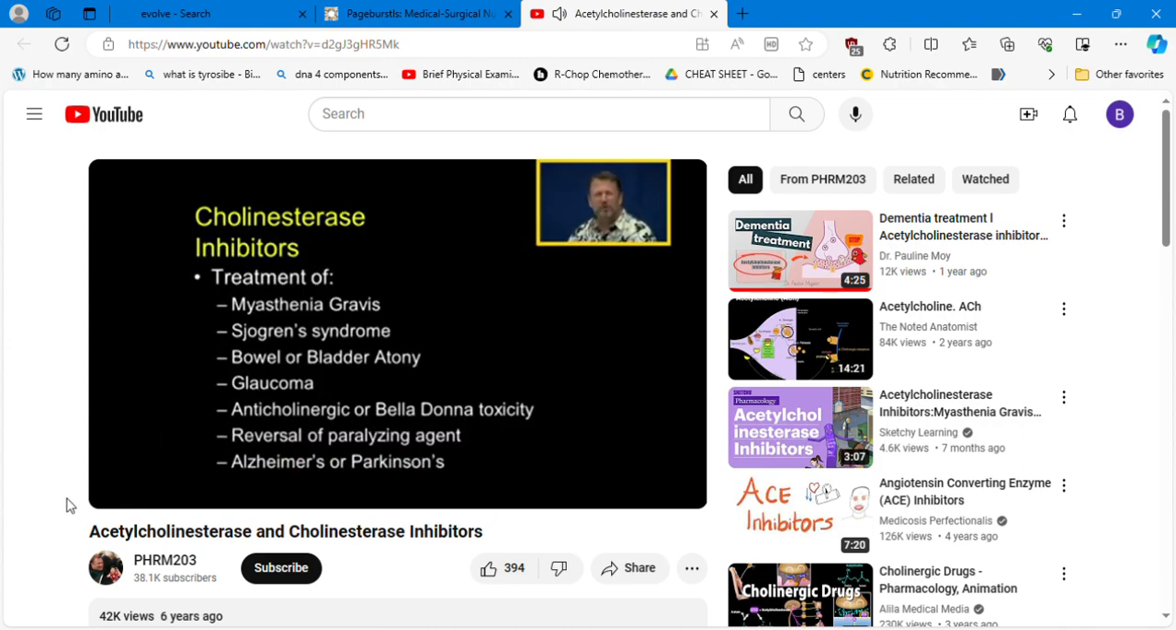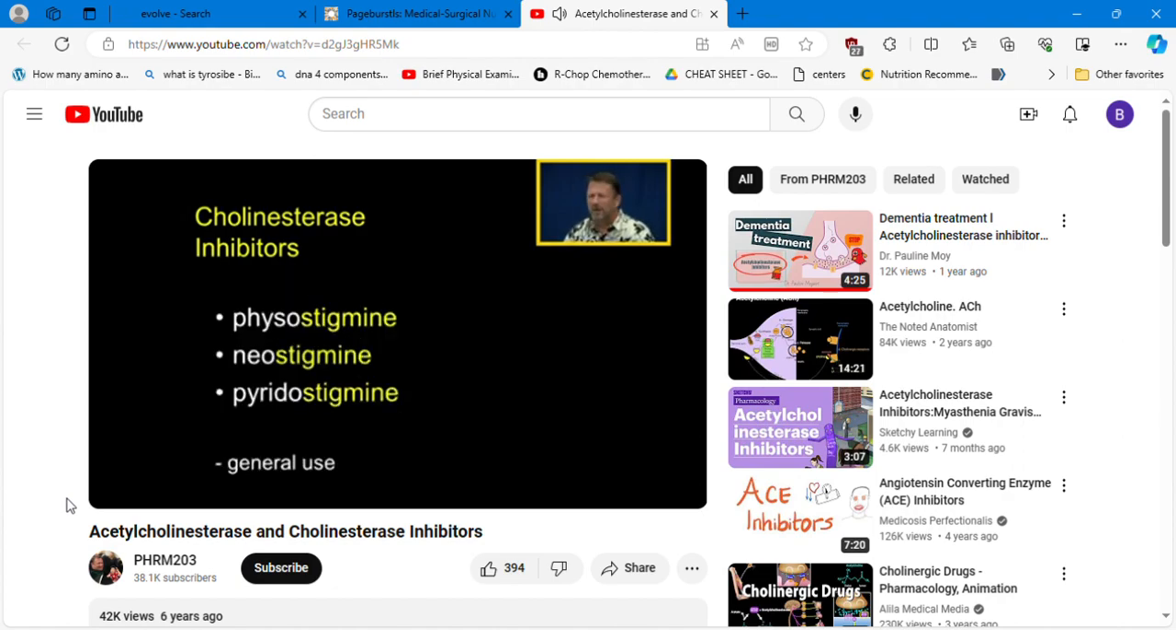Cholinomimetics, which include cholinesterase inhibitors, will be used in the treatment of not only myasthenia gravis, but Sjogren's syndrome, bowel or bladder atony, that means without tone, weak bowel, weak bladder. We'll give them cholinesterase inhibitors or cholinomimetics to stimulate bowel and bladder. Cholinesterase inhibitors are used in the treatment of glaucoma, of anticholinergic toxicity, otherwise known as belladonna toxicity, in the reversal of paralytic agents, and in the treatment of Alzheimer's disease and Parkinson's disease.